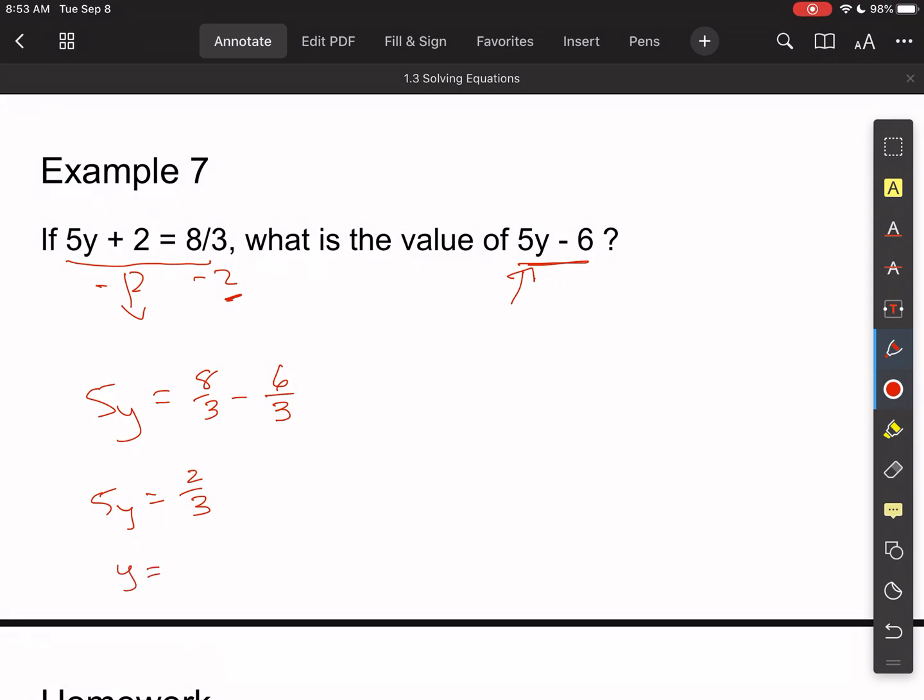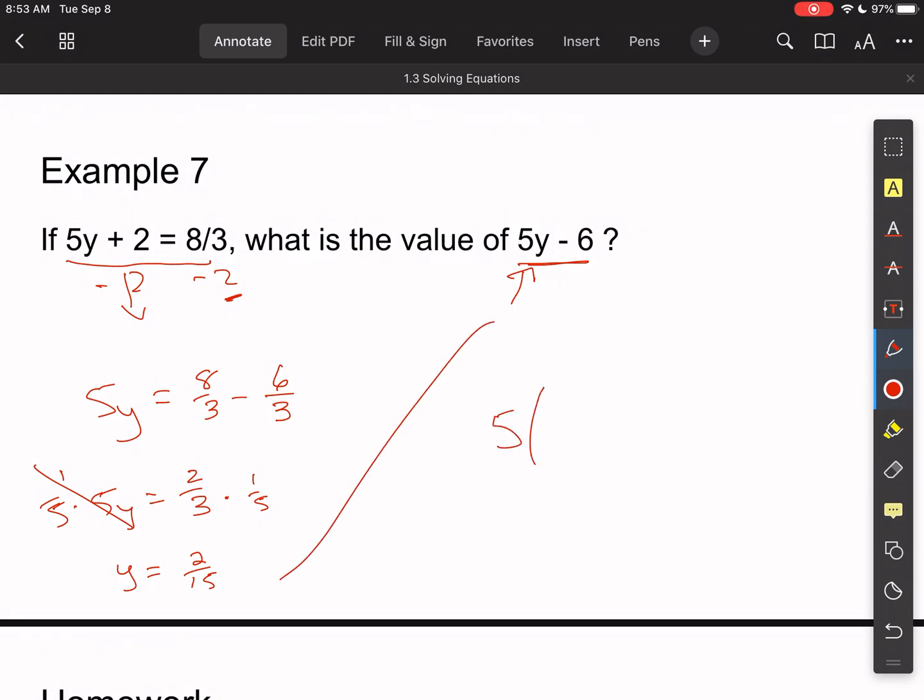So y is equal to, dividing by 5 is the same as multiplying by 1/5, right? So if I multiply this by 1/5, this goes away. Multiply this by 1/5, and I get 2/15. All right, so that's the first step. Then I got to plug that thing in. So now I'm going to plug that in there.